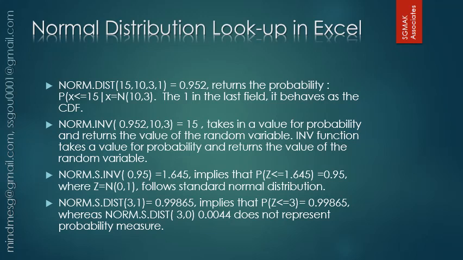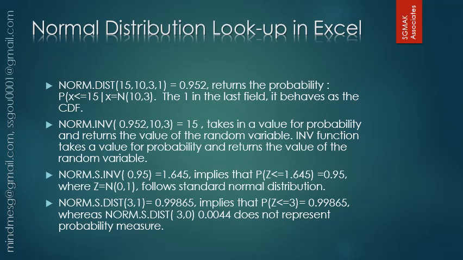Norm.s.distribution 3, 1. Now S is standard normal. So in this case, compared to the norm.distribution, 2 fields are implied: mean 0 and standard deviation 1. So norm.s.distribution 3, 1, the number is 0.99865, which implies that the probability Z is less than or equal to 3 is 0.99865.